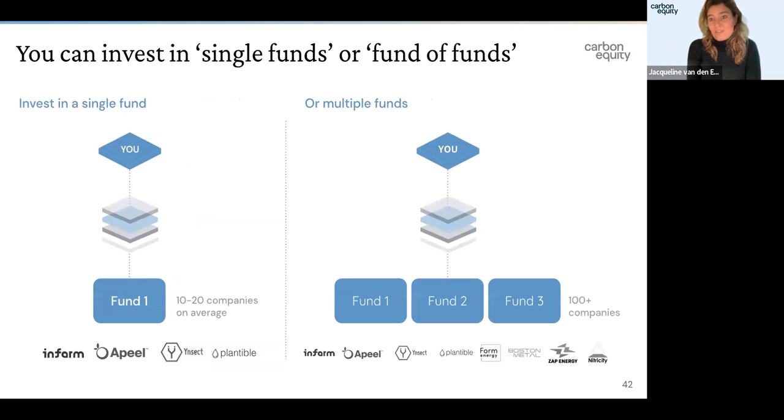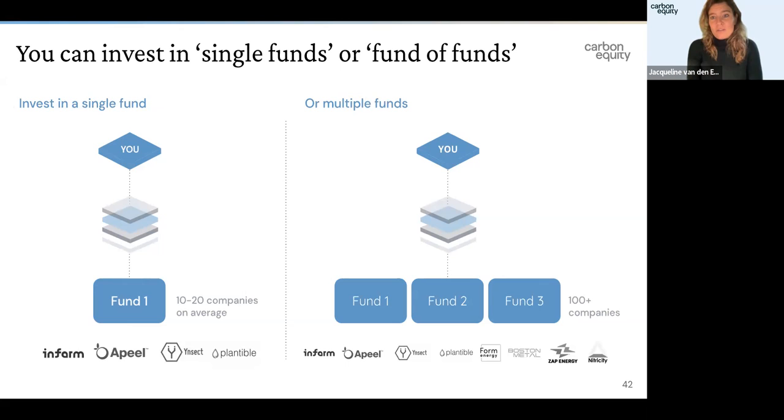Yeah, so small ticket access, top curated funds, and effortless investing. You can invest through Carbon Equity in two ways. You can invest in a single fund or in a fund of funds. A single fund typically invests in between 10 to 30 different companies. A fund of funds allows you more diversification.